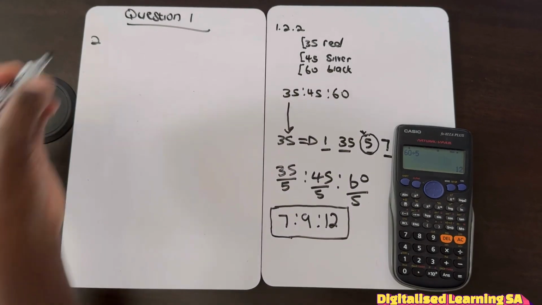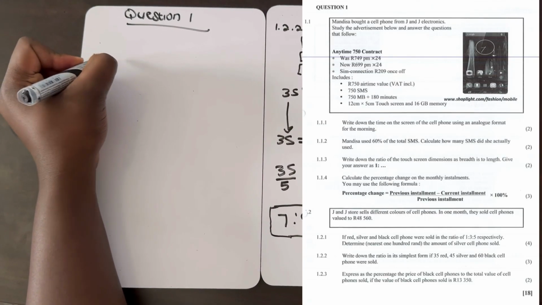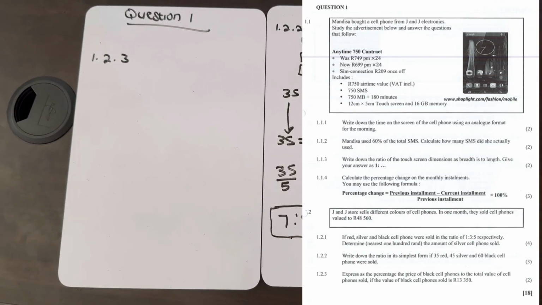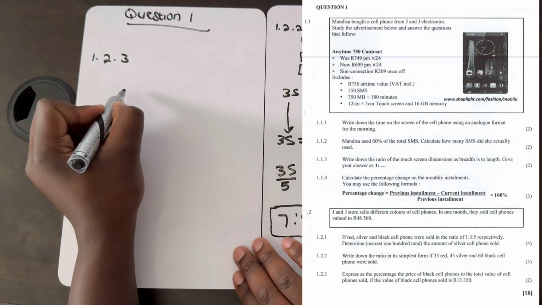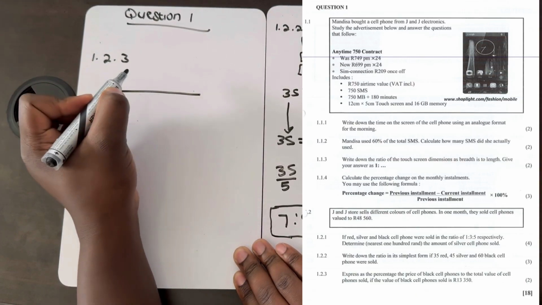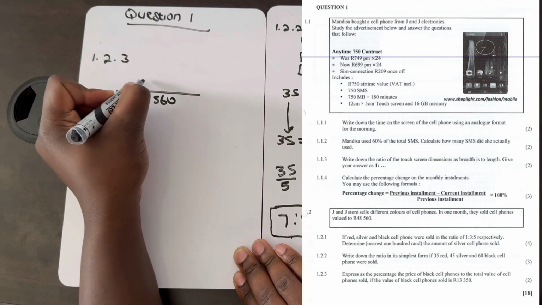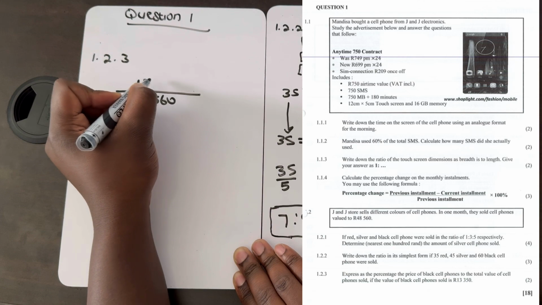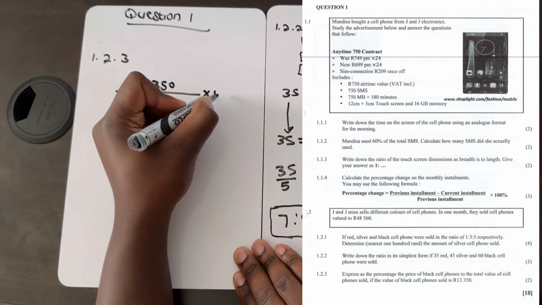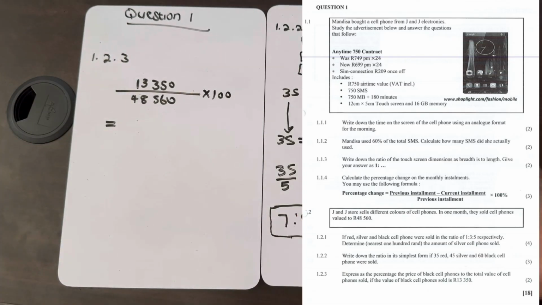So now let's go to question 1.2.3. The question states that express as a percentage the price of black cell phones to the total value of cell phones sold, if the value of black cell phones sold is 13,350. So we need to express this value in percentage form. To do that, we take our total value of cell phones, which is 48,560, and the 13,350 will be divided by it. And if we multiply this by 100, we should be able to get the percentage that is being asked.